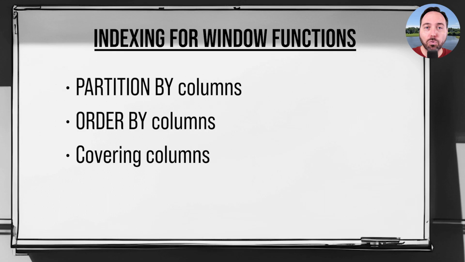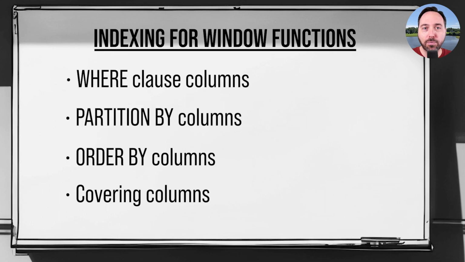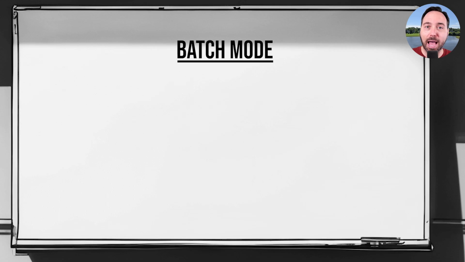This guidance is reasonably sound in a bubble, but I want to make an important addition. Where clause filters need to show up prior to the POC columns. If you have a great filter on a where clause, that can limit the amount of data you're sending to a window aggregate operator. When we get to the demo segment, we'll see how this can make a significant difference in query performance. The next thing I want to talk about is batch mode.